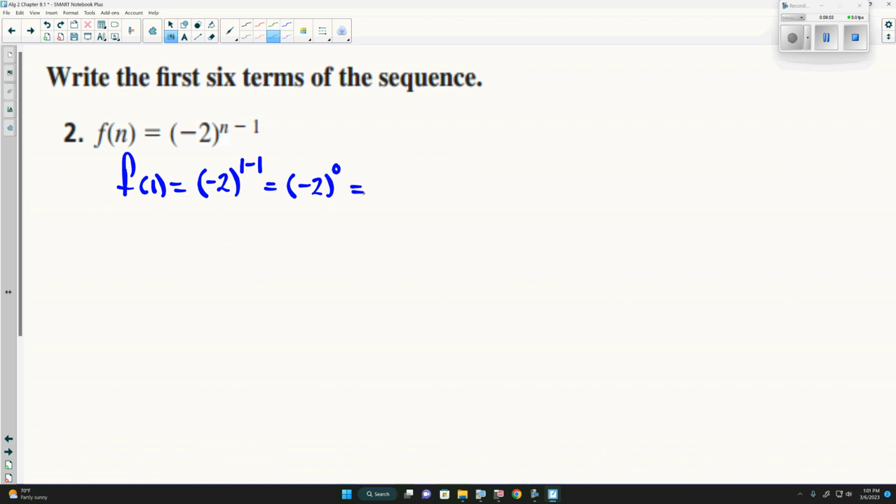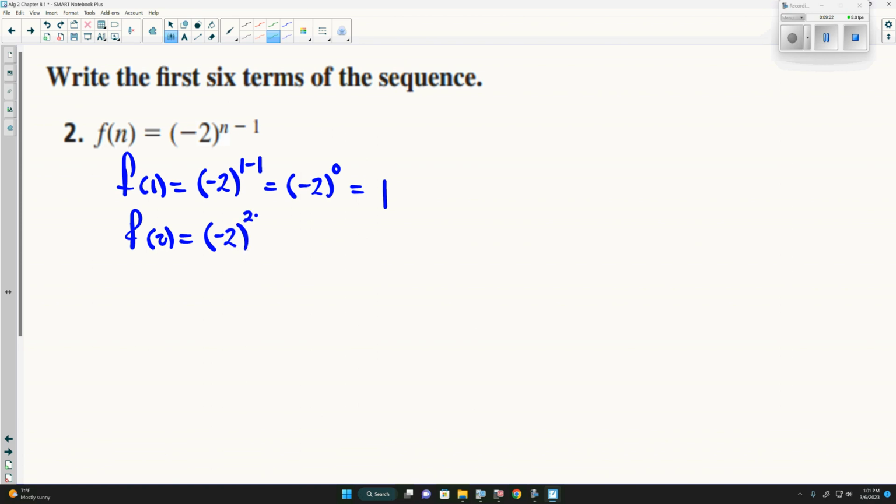So we'd plug 1 in first. So we'd have negative 2 to the 1 minus 1, which is negative 2 to the 0. And negative 2 to the 0 power is 1. Anything to the 0 power except for 0 is 1.